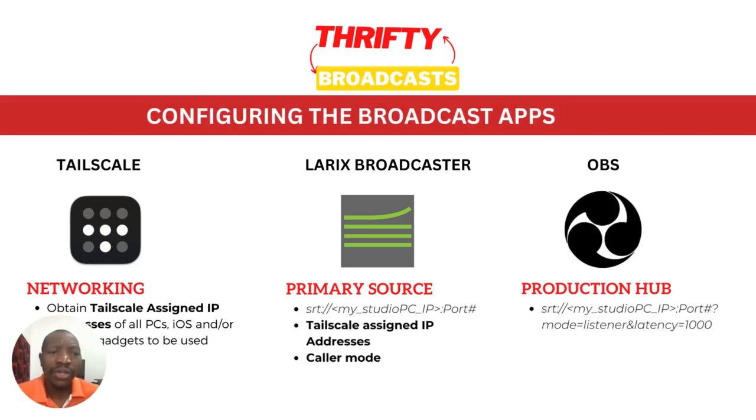So how do we configure these applications for the broadcast? We are going to obtain the Tailscale assigned IP addresses of all the computers and iOS or Android gadgets that we are using. While listing these, we need to be certain that we are assigning the correct IP address to the correct gadget, because that will be very important in how we deploy our resources.